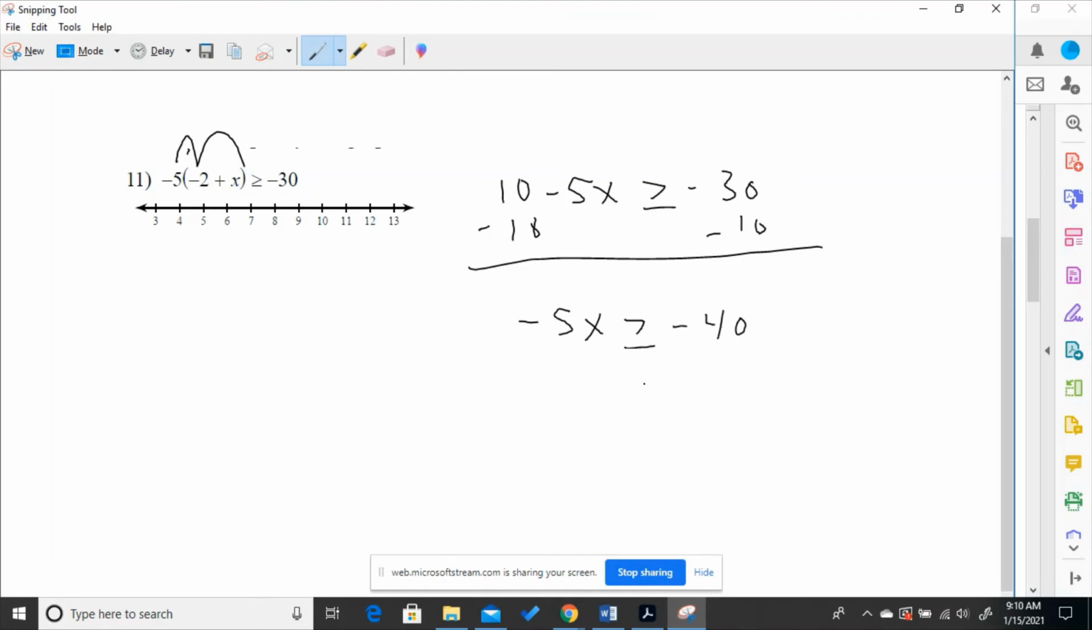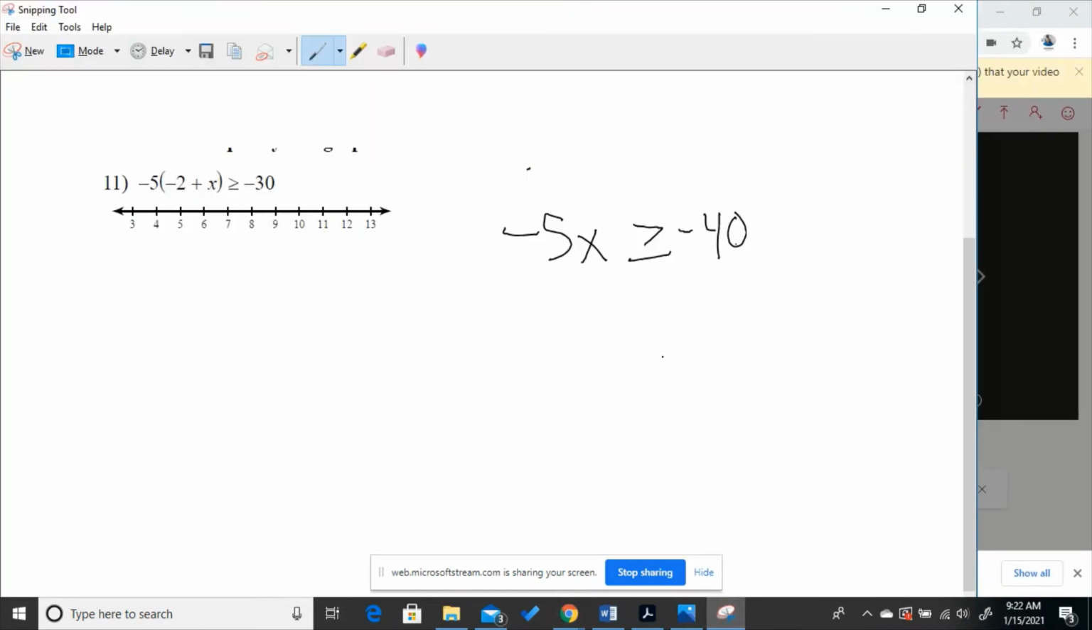All right, so here's where we need to remember something. You're going to have to divide right now by a negative number, so that means we have to flip our sign. Sorry, had some technical difficulties there. Back to this one. We were at negative 5x is greater than or equal to negative 40. Simply divide by negative 5 on both sides.